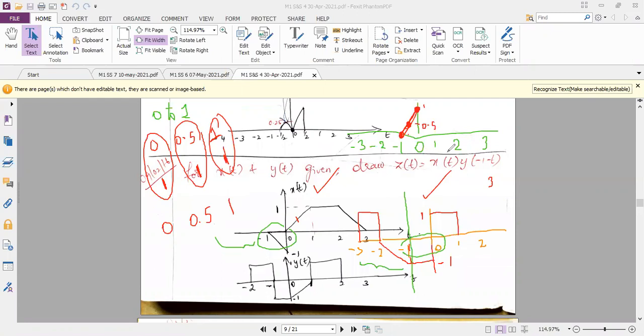So now between 0 and 1, I have to accumulate all these amplitude values. So at 0, my amplitude is 0. So I'm just plotting 0. At the middle range between 0 and +1, my amplitude is 0.5. So I'm putting a dot for 0.5. And then at 1, my amplitude is 1. So I'll just connect everything. So I have to close the diagram. So I'm just closing the diagram like this.